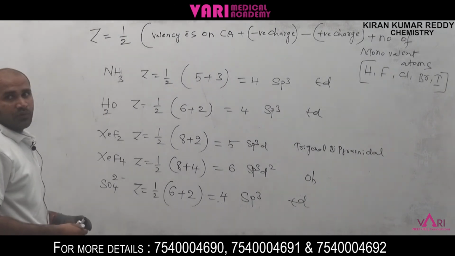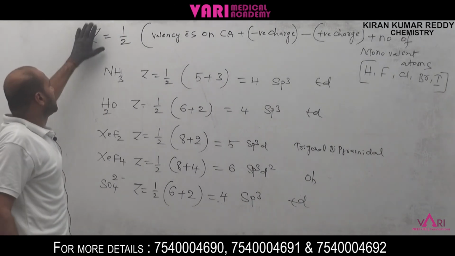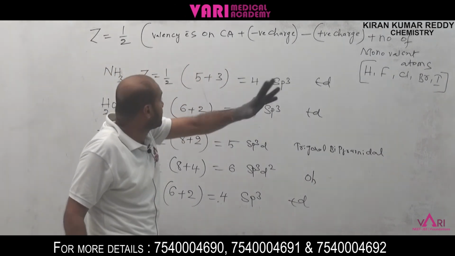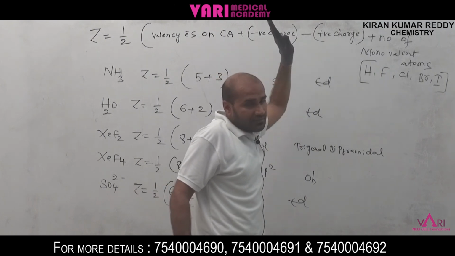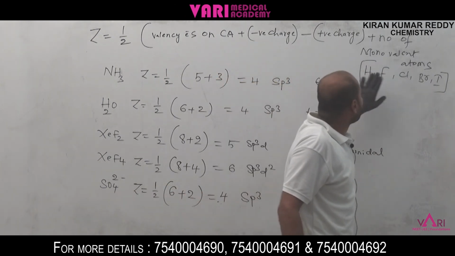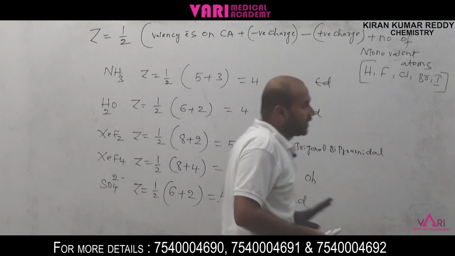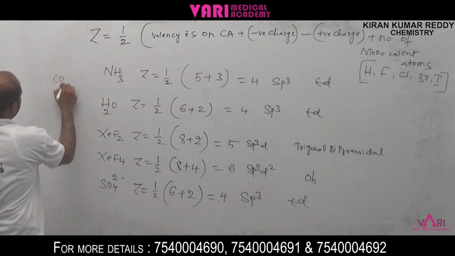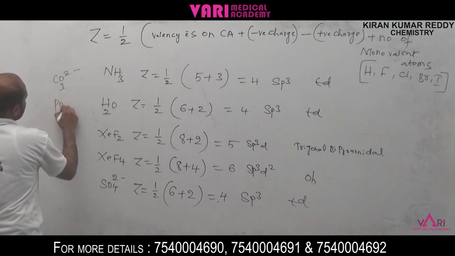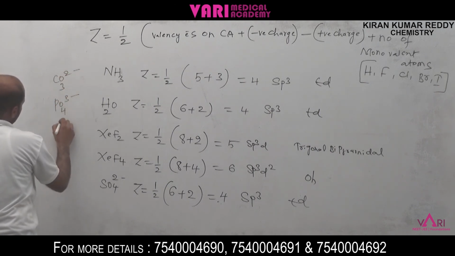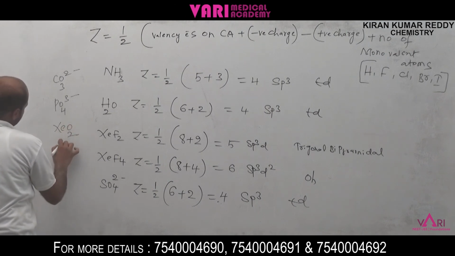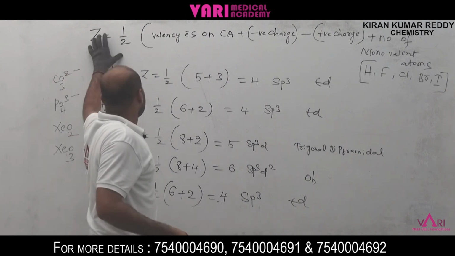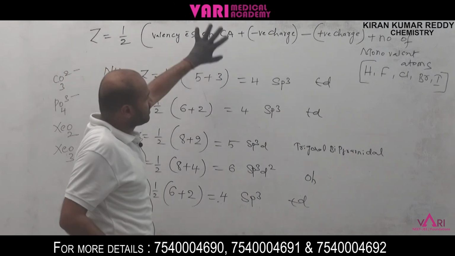We can take any molecule and use this formula. Z is equal to half of valency electrons on central atom plus negative charge. If negative charge is there, add; if positive charge is there, subtract; number of monovalent: hydrogen, fluorine, chlorine, bromine, iodine. Next examples also we can easily find out: CO3 2 minus and PO4 3 minus, and next one is XeO2 and XeO3. By using this formula we can easily find out the hybridization. Hybridization concept is very important.